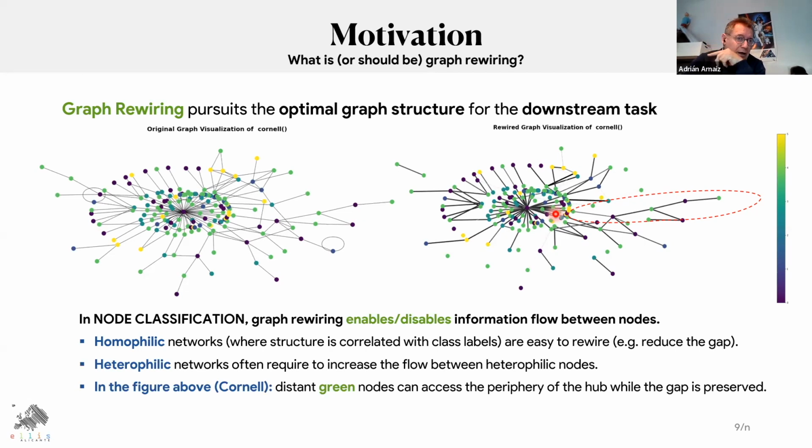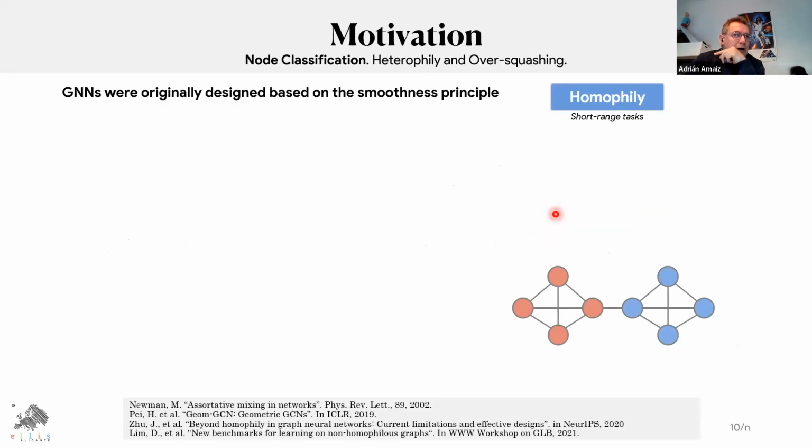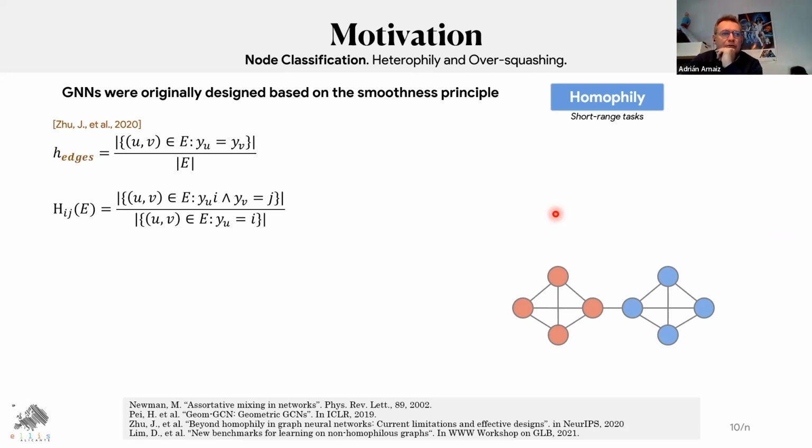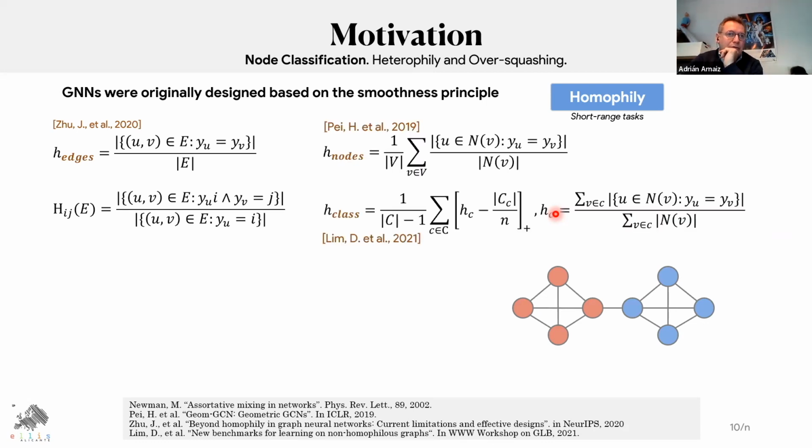Well, this is the figure of the Cornell data set that I explained before. One of the problems motivating the rewiring is that GNNs were originally designed according to the smoothness principle, that is, structure and node labels are correlated. This is homophily, and we can measure homophily in terms of edges, or in terms of nodes, or in terms of class.